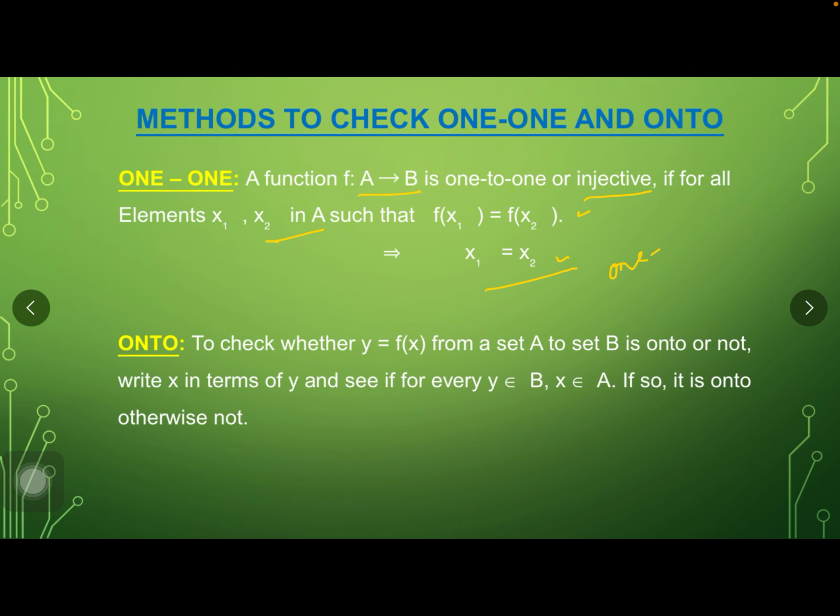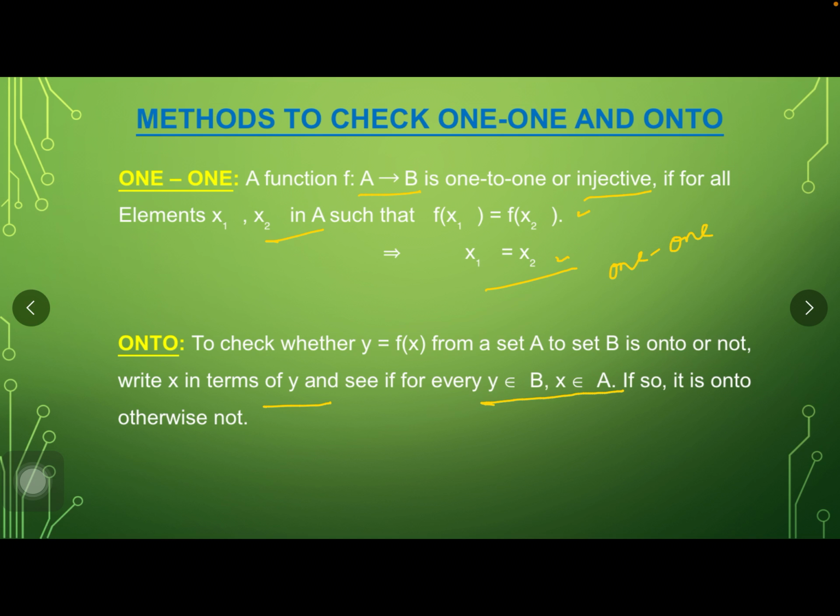When we take f(x1) equal to f(x2) and after solving we get that x1 equal to x2, so we can say that our function is one-one function. So after this we can say that our function is one-one function, right? Now onto, how to check the onto function?